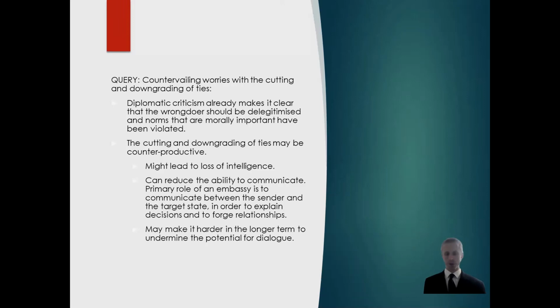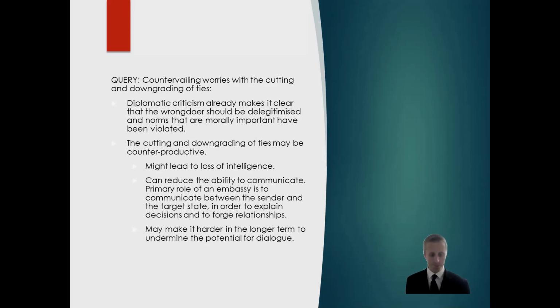Secondly, it can make it more difficult to communicate clearly to the aggressor the complaint that you have, and to make it clear what needs to be done to address this. It's much more difficult to communicate if you haven't got your ambassadors and your diplomats. One of the primary roles of an embassy is to communicate between the sender and the target state. In other words, communicate between the state that's engaged in the atrocities or aggression and the state that's thinking about criticizing, in order to explain decisions and to forge relationships. So embassies form a key role in communication. If you're cutting that, it's more difficult to condemn and to make clear your disapproval.